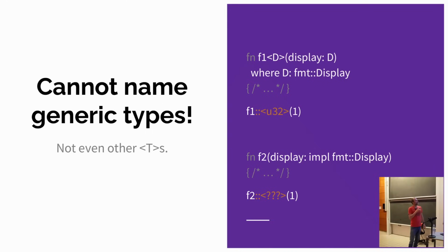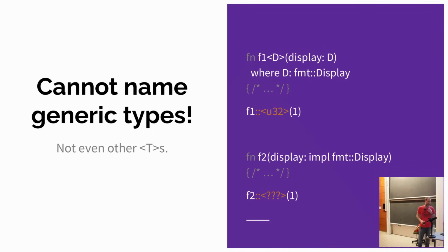And this extends to the fact that even if f2 did have a generic type parameter in addition for some other argument, then now you're not able to name that argument either. So if you added an impl trait argument to f1, you would no longer be able to name D. And so this is something that's worth thinking about whenever you add impl trait arguments to a function, is that it can actually be a backwards incompatible change because you can no longer call it and explicitly give generic argument types.